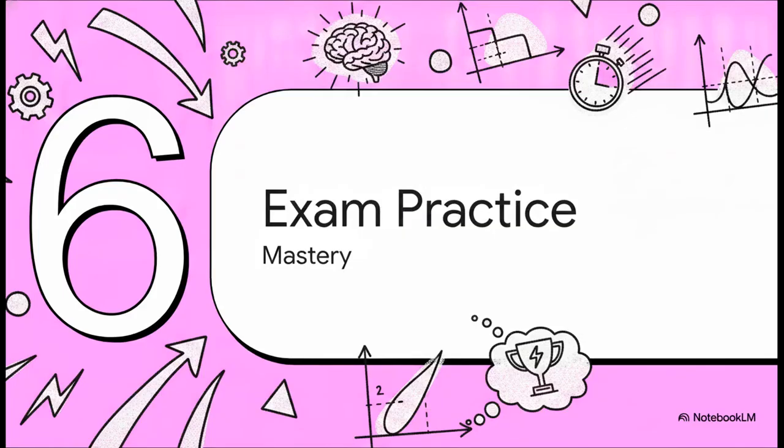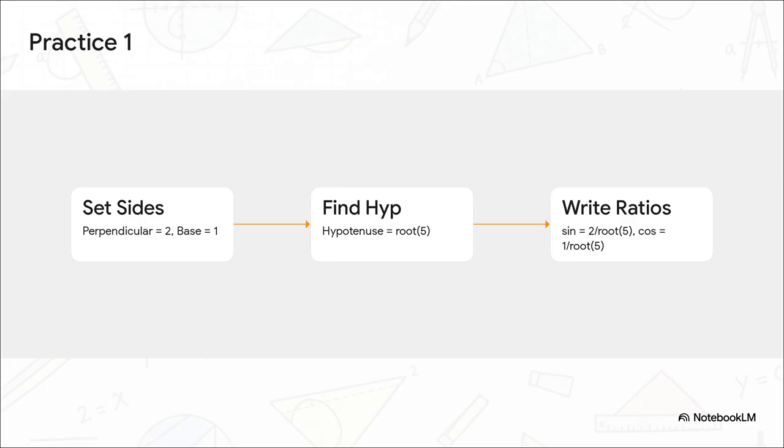Finally, Section 6, Exam Practice and Mastery. Knowing the theory is great, but applying it is what actually gets you the top score. Let's put it all together and run through some high-speed practice problems. Whenever an exam gives you one ratio, like tangent theta equals 2, do not panic. Just remember that 2 is exactly the same as 2 over 1.